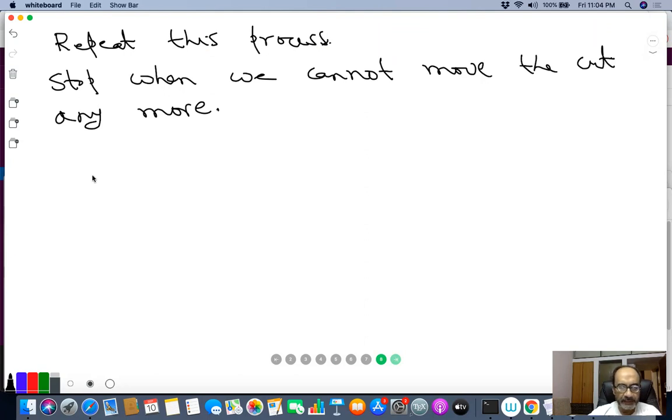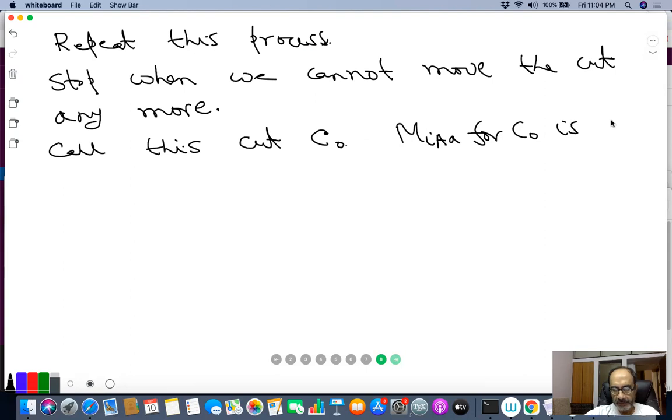So you call this C naught. Call this cut. And what we have maintained throughout this is that M for that cut C naught is an isometry, because a composition of isometries is an isometry, and at every step you are basically composing an isometry with the previous isometry. So M remains an isometry.